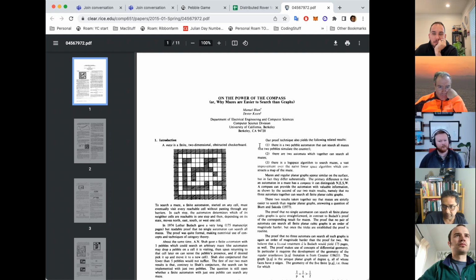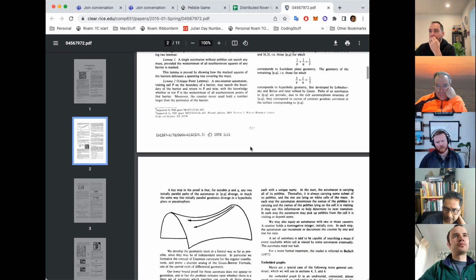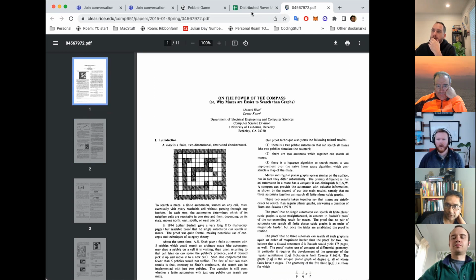And this major result was that all you need is 2 pebbles to navigate a maze completely, which is, by navigate, they mean visit every cell, which is kind of like a basic capability on top of which you can do things like navigation and more complicated things. If you can visit every cell with just 2 pebbles, that's kind of like a basic computational property. So this paper by Blum and Kozen, 1978, is the inspiration.